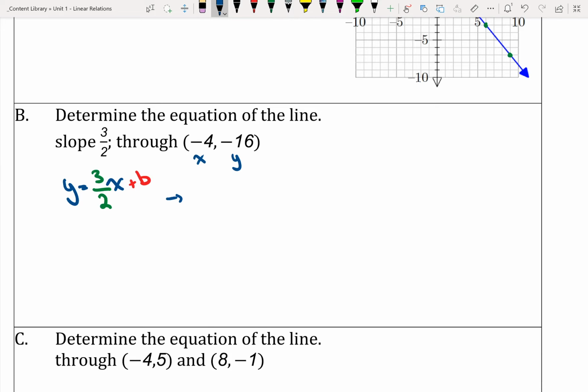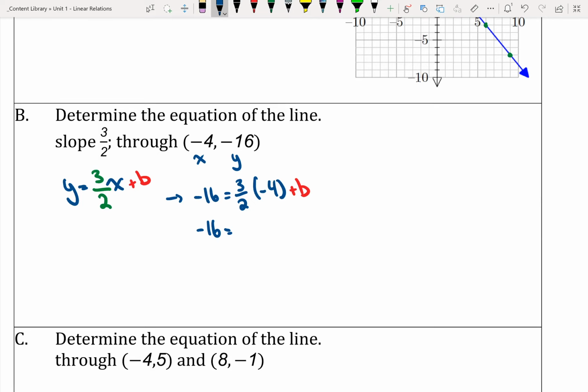So for y, I'm going to replace it with negative 16. So my equation will now read as negative 16 equals still the 3 over 2 from the slope. The x will now be negative 4, and I'm still going to have plus b because I don't know what that value is. I can now go in through and simplify. Negative 16 stays the same. 3 over 2 times negative 4.